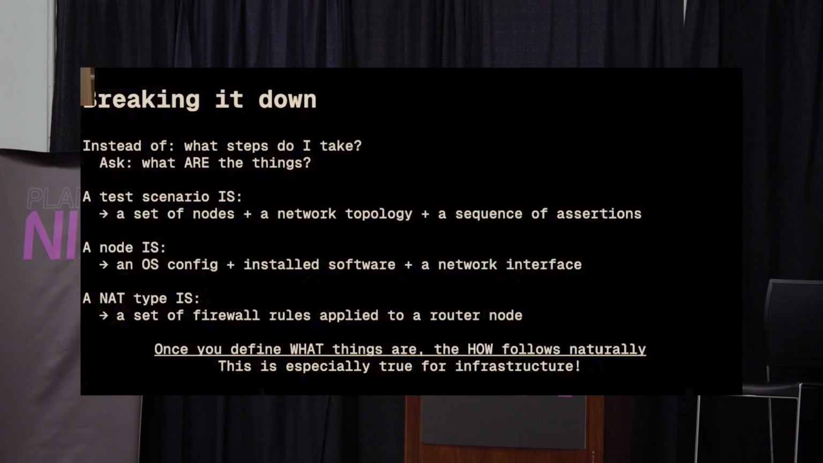in an easily digestible way that just kind of seems to make sense, more so than the alternatives. So when I explain Nix and this solution in particular to the team, I don't start with syntax. I just start with very simple natural thinking like, what are the things? What is a test scenario? It's nodes, it's a topology, and it's a few assertions. That's really it. A node, if we drill down further, what is that? A node is just an OS, some software, and a network interface.